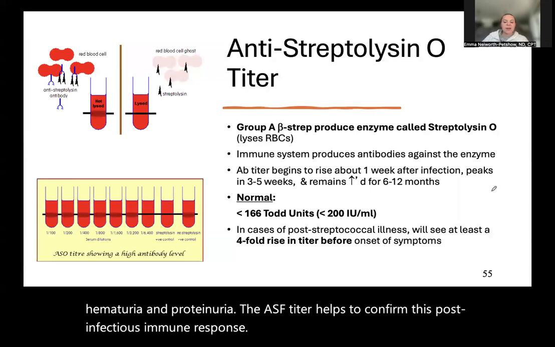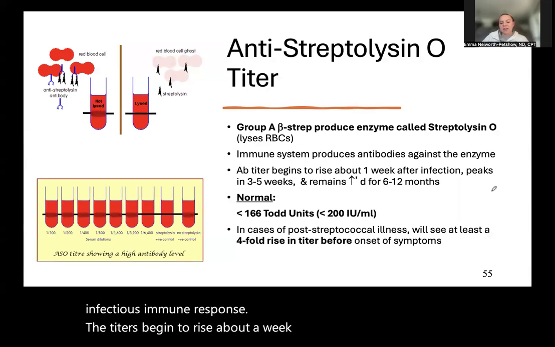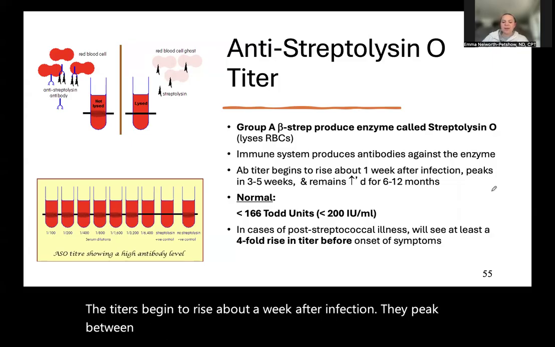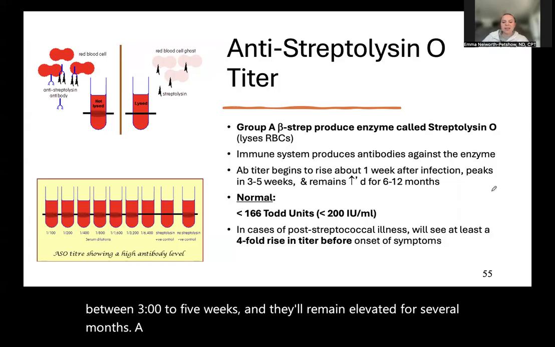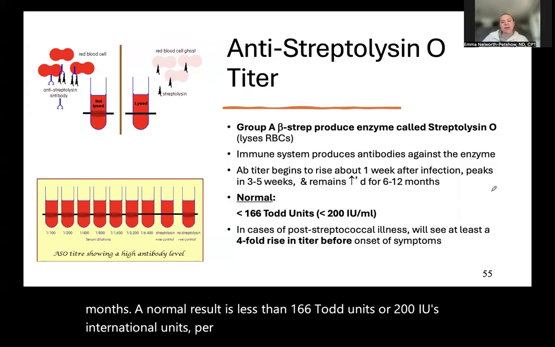The titers begin to rise about a week after infection. They peak between 3 to 5 weeks and they'll remain elevated for several months. A normal result is less than 166 Todd units or 200 IU, international units, per milliliter. In post-strep disease, a fourfold rise in titer is considered diagnostic.